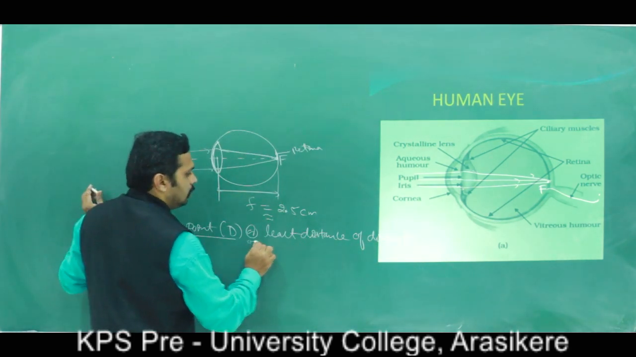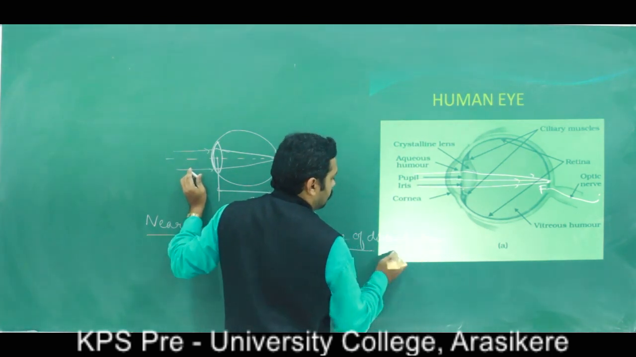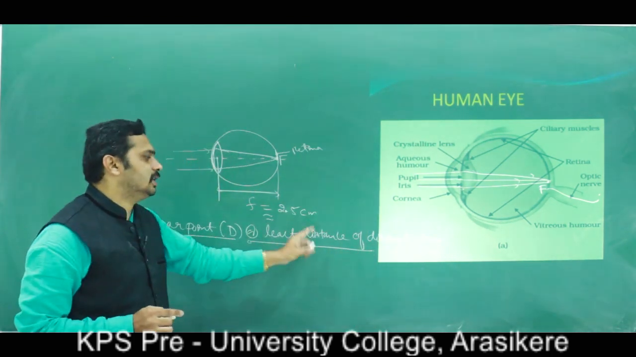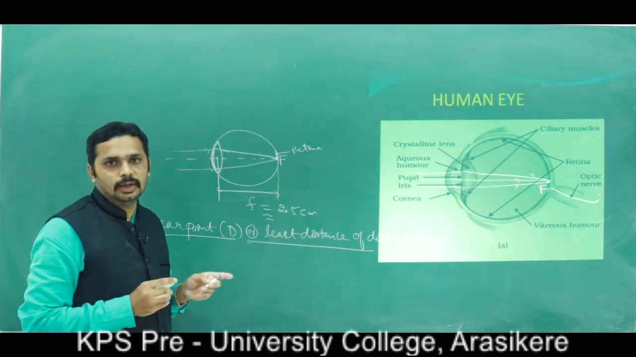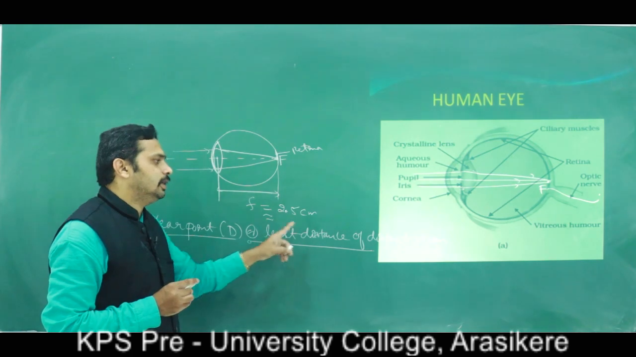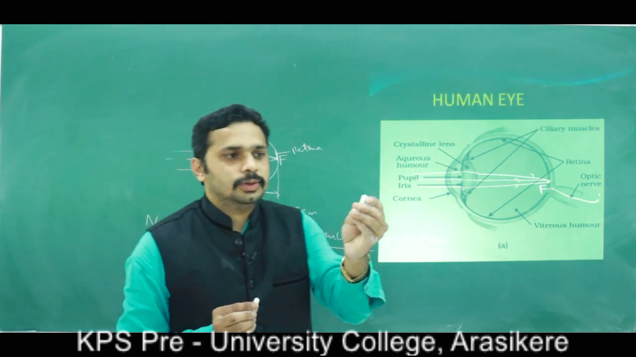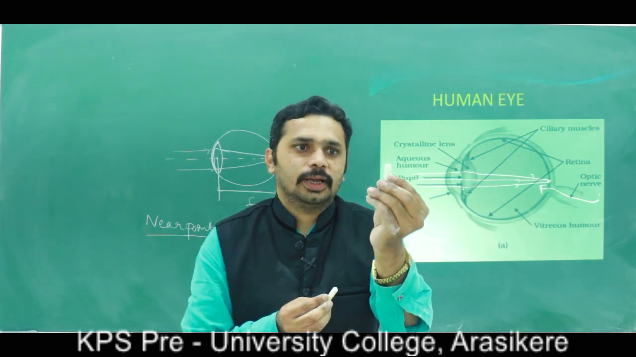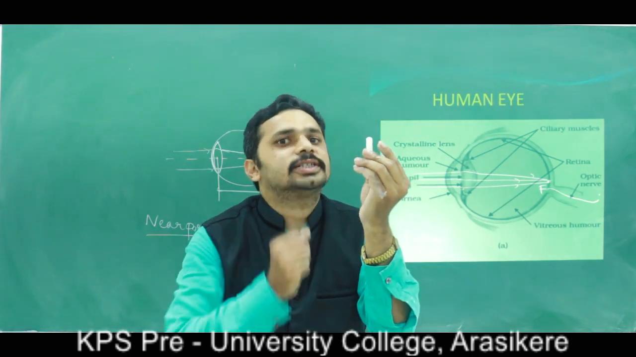Near point or least distance of distinct vision. What is the least distance of distinct vision, capital D? Know that to see an object clearly you have to place the object at a certain distance.